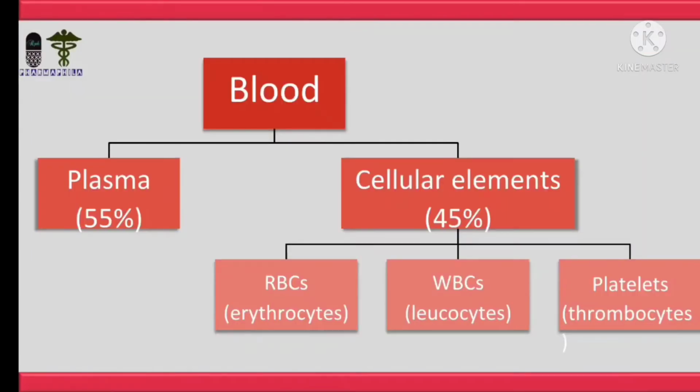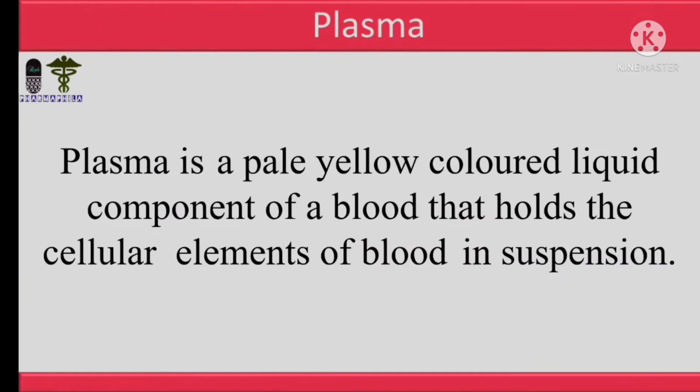Now, what are the components of the blood? It is composed of plasma and cellular components. The cellular component is further divided into RBC, WBC, and platelets. Plasma is present in the major proportion, that is 55%. Now, what is plasma? Plasma is a pale yellow colored liquid component of the blood. This pale yellow colored liquid we get when we centrifuge the blood in the hematology lab.